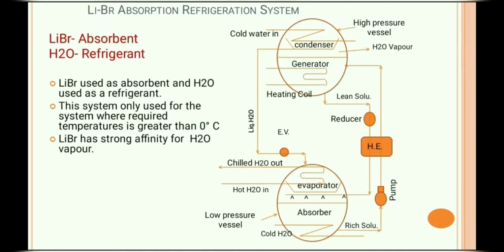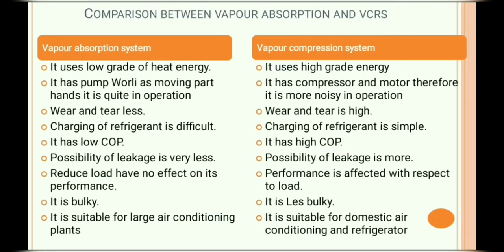The vapor absorption system is only suitable for large air conditioning plants, and the vapor compression system is suitable for domestic air conditioning and refrigeration. Okay.